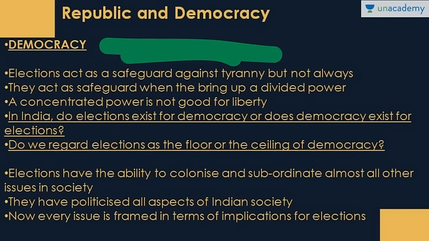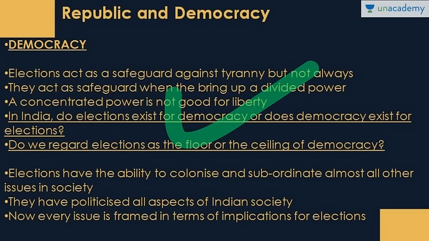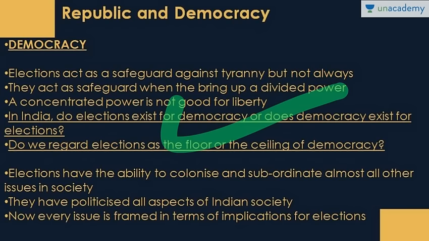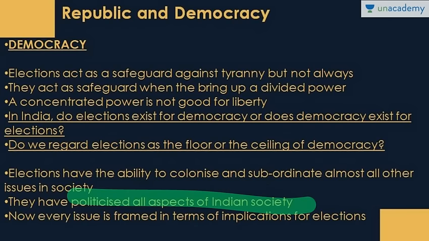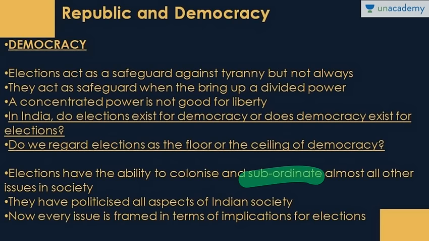Next, we have what happens in elections. One thing is the outcome of elections, right? The outcome of elections is a government. So maybe it is not always against tyranny. The second aspect is what happens during elections. During elections, all the issues of Indian society, be it religion, caste, etc., are politicized. So elections have the ability to subordinate almost all other issues. And this is a good point as well as a bad point.